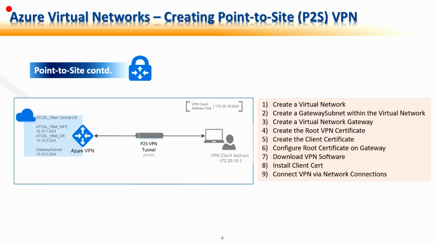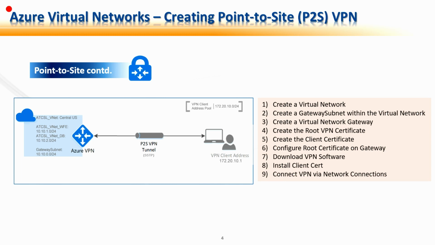Before we start with the demo, let us first understand what we are going to create. From the previous session, which was part 2 of the Azure Virtual Network series, we saw that we created the virtual network named ATCSL_VNet in the Central US region. We will utilize the similar resources and all the virtual machines which we created. So we will use those resources and build on top of the same resources.